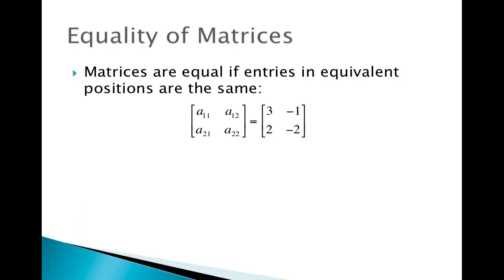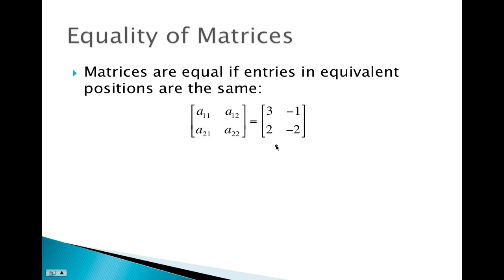First, we're going to learn about equality of matrices. So what does it mean for two matrices to be equal to each other? It means that if their entries that are in equivalent positions are the same, then they are equivalent or equal matrices. So for example, we've got two matrices here. This is A where it's all in letters, and here we've got our numbers.